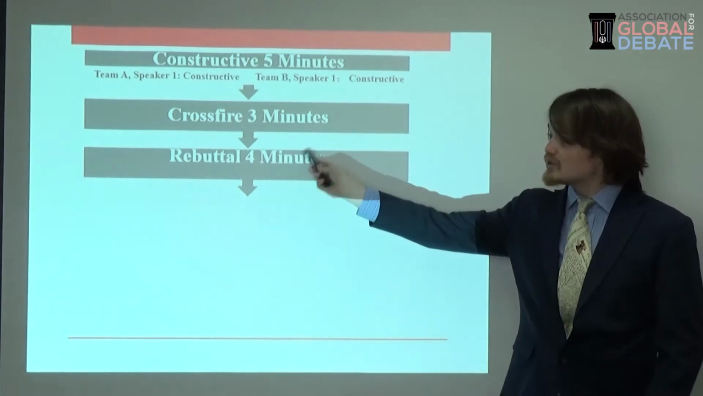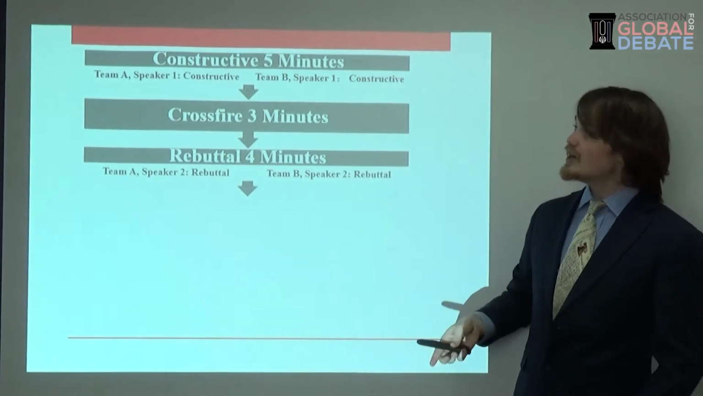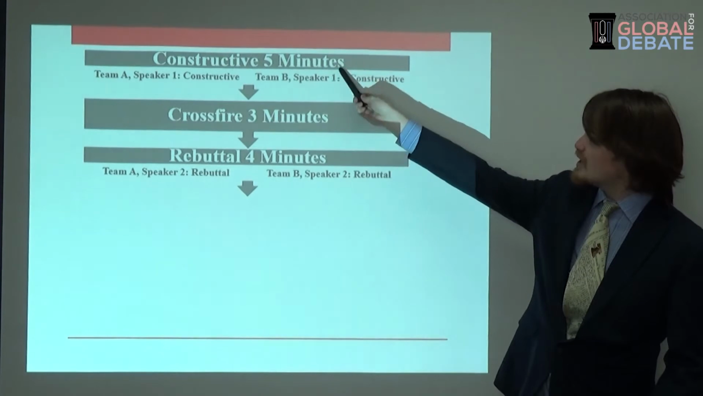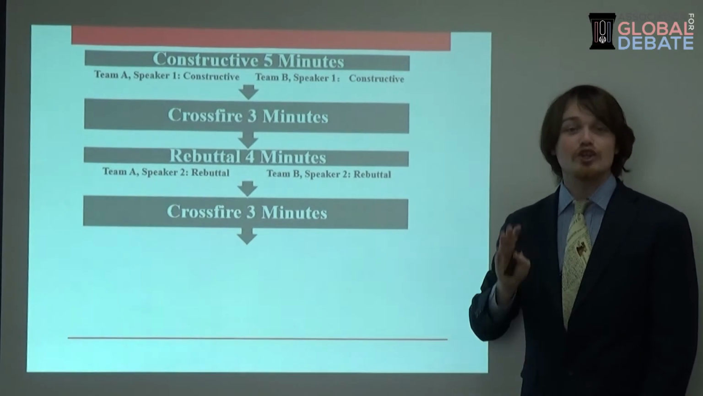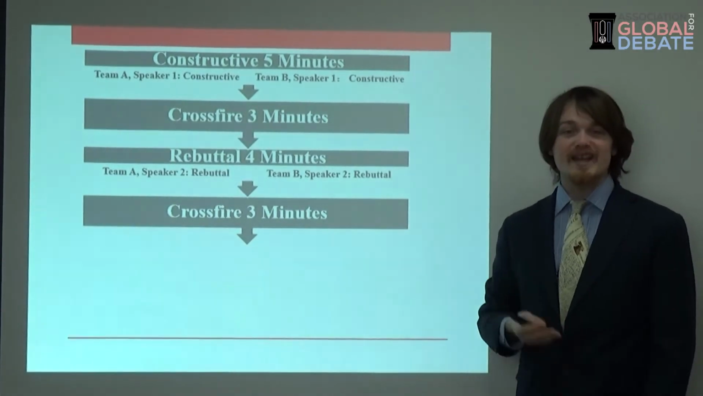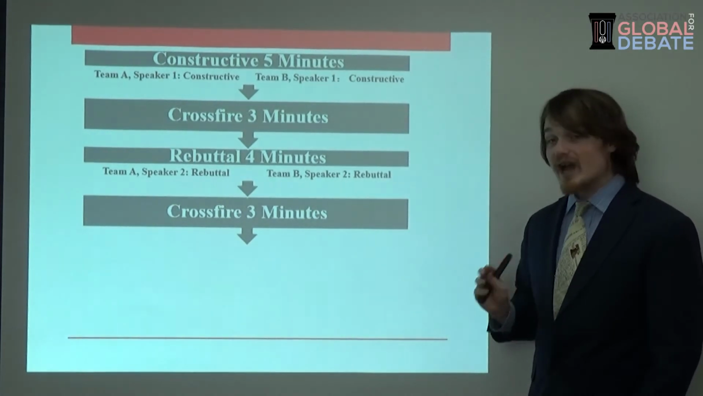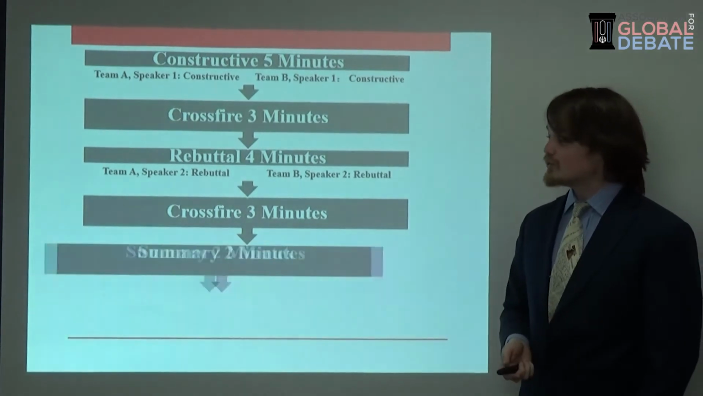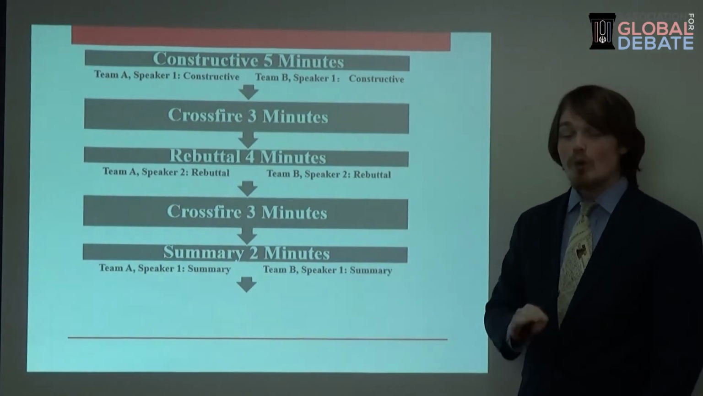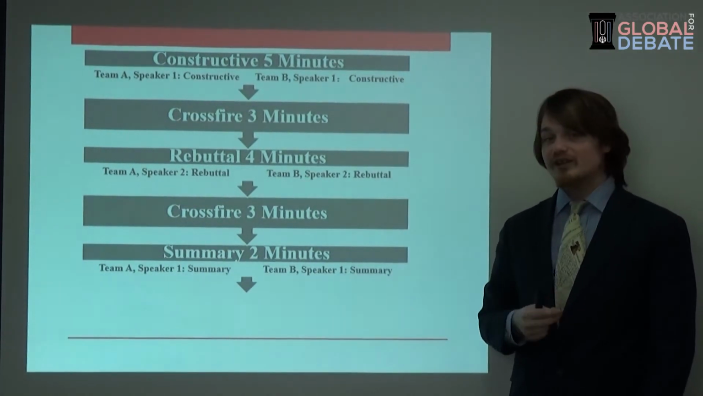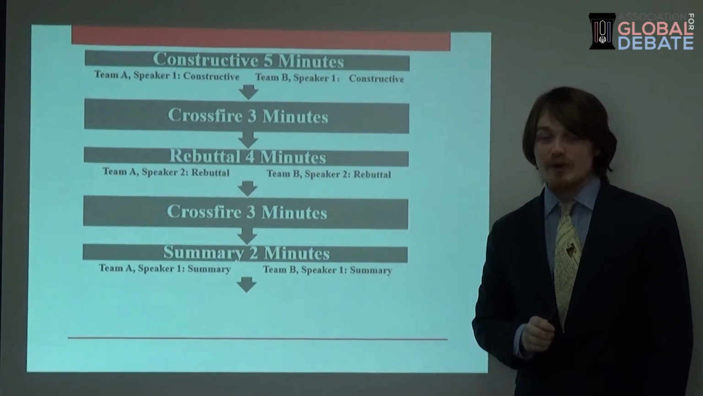Those rebuttal speeches will last 4 minutes. The second speaker on each team must now explain why their opponents are wrong, why what their opponents said in the constructive phase is incorrect. They then engage in a crossfire dedicated to clarifying and critiquing those rebuttal speeches. Now, after this, the first two speakers return for summary speeches. These summary speeches are dedicated to one basic concept: defending your side, explaining why, despite these rebuttals, your side is still correct in the round.